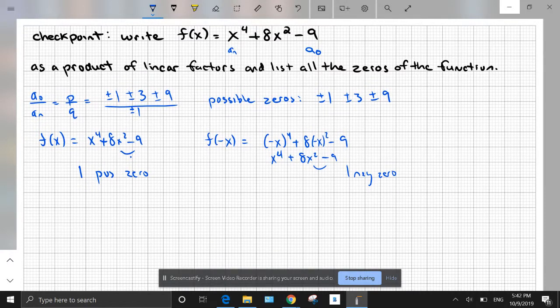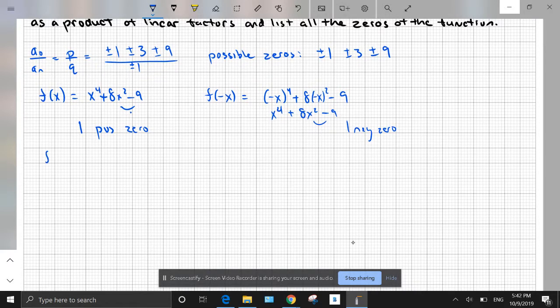And since we have x to the fourth, we have at most 4 zeros, so that means the other two would be complex. So let's go ahead and substitute some values. We'll do 1. So 1 to the fourth plus 8 times 1 squared minus 9. So 1 plus 8 is 9, minus 9 is 0. So we're in business. So x is equal to 1. One of the factors is x minus 1.